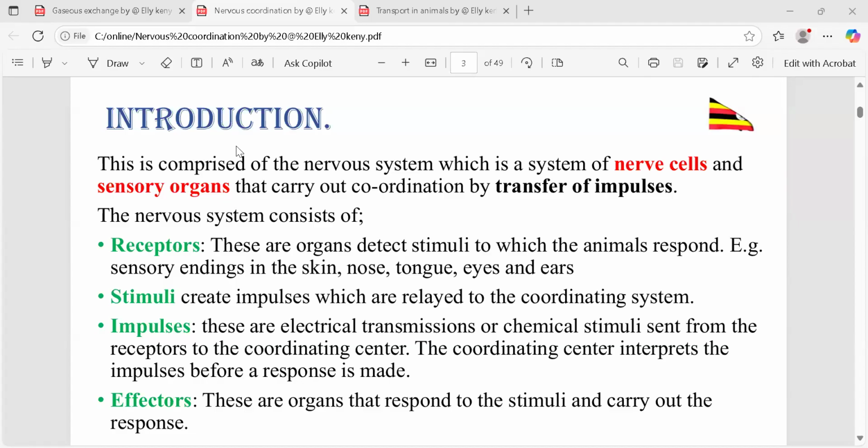So I'll check the chat here. Okay. So this comprises the nervous system, which is a system of nerve cells and sensory organs that carry out coordination by transfer of impulses. So here we have mainly new words like nerve cells, sensory organs, and then impulses.